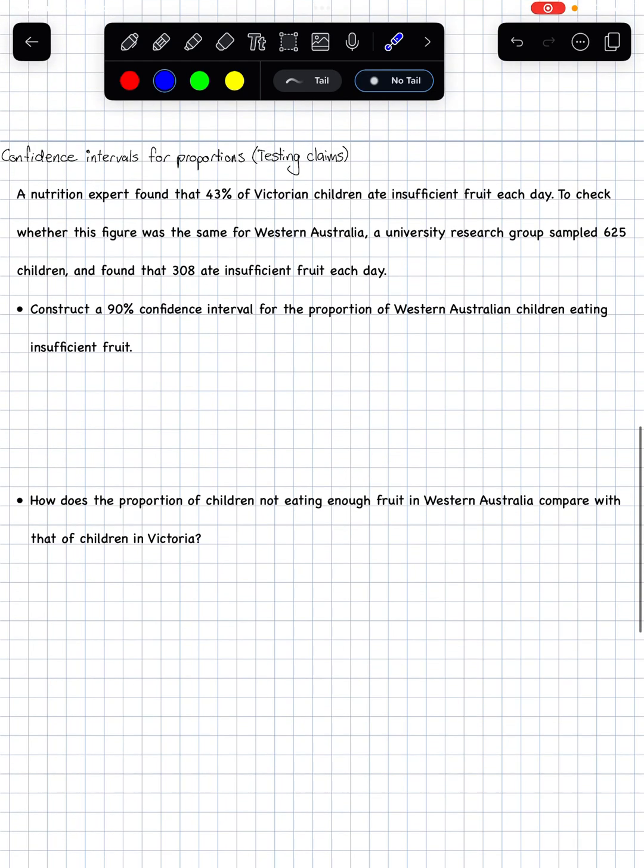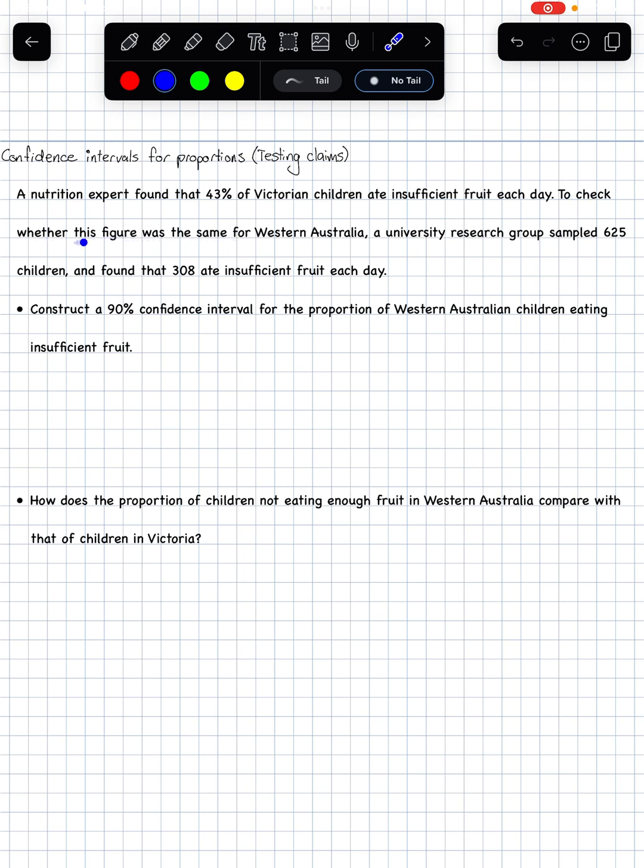All right, final section in the textbook for us. This is about confidence intervals for proportions, testing claims about them. A nutrition expert found that 43% of Victorian children ate insufficient fruit each day. Sorry, I should really explain. This is just an example question. I'm jumping straight into an example question for us to talk about it.